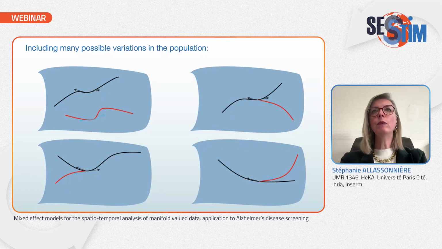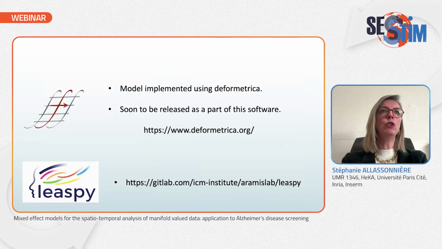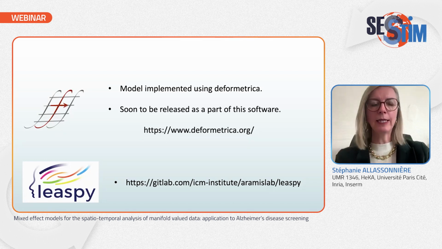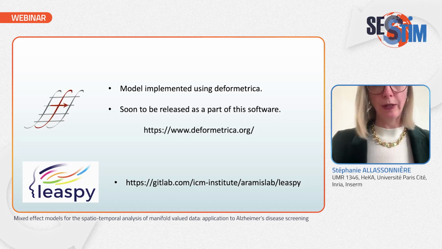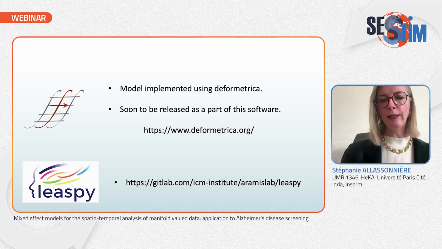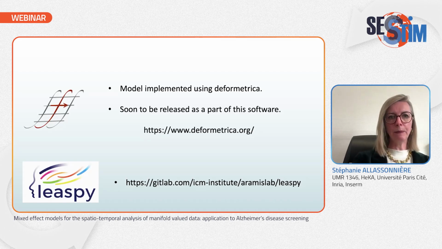So we have been able to design all these evolutions, and everything is available in free open source software, which is called Deformetrica. And you have for the scores Leaspy, which is still being adapted, and things are added in this Leaspy version. So do not hesitate to go and try to use that.